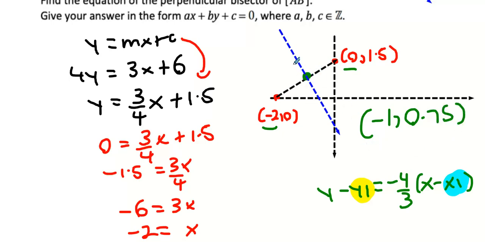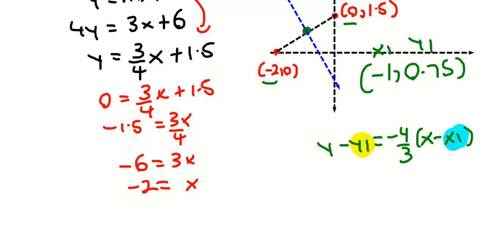Now, we know that this blue line has to go through it. It's the perpendicular bisector. So we have to use this as our x1 and y1. So what do I put as y1 then? 0.75. And then our x value. Minus 1, which will turn into a plus 1. So that's going to be plus 1. And here we go.